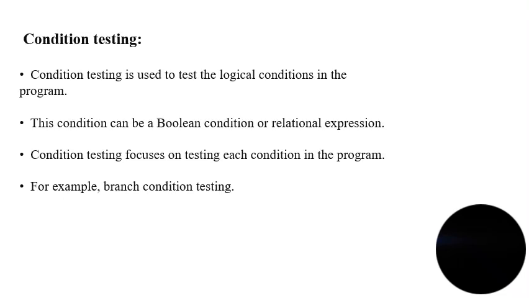Condition testing is used to test the logical conditions in the program. This condition can be a Boolean condition or a relational expression. Condition testing only focuses on testing each condition in the program. For example, branch condition testing. In branch condition testing, each and every true or false branch is tested.